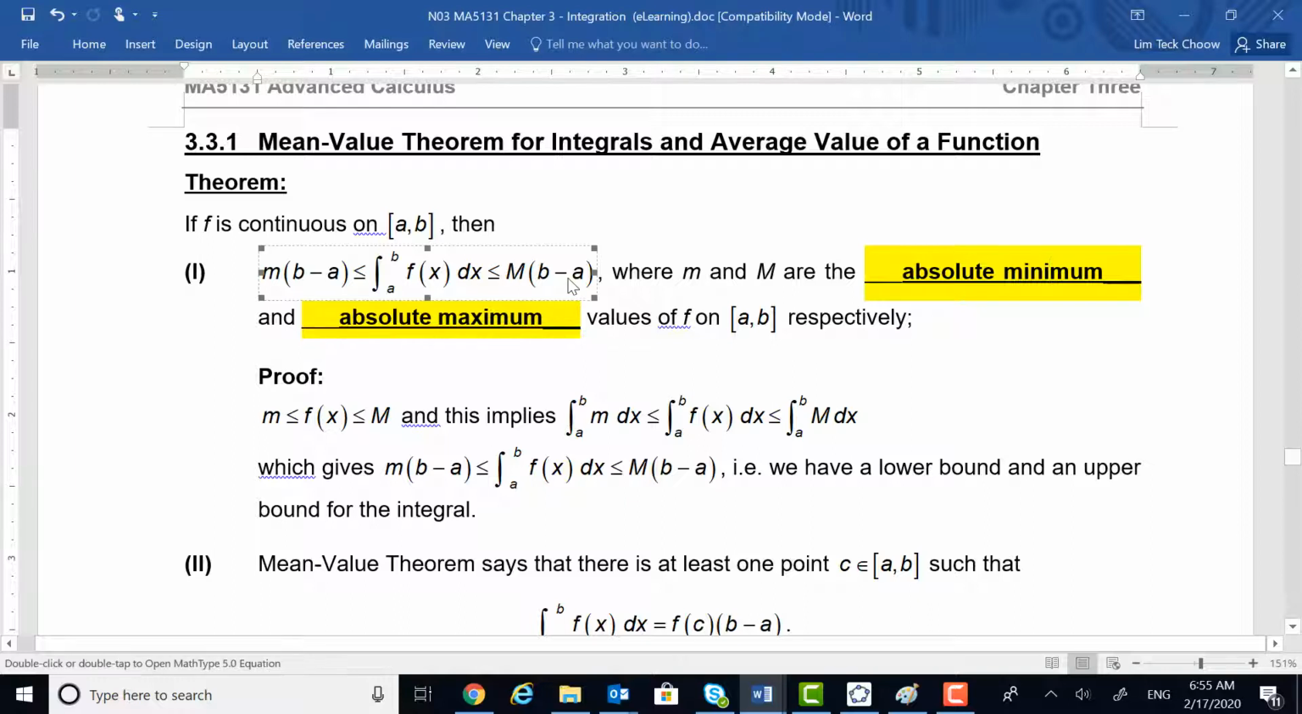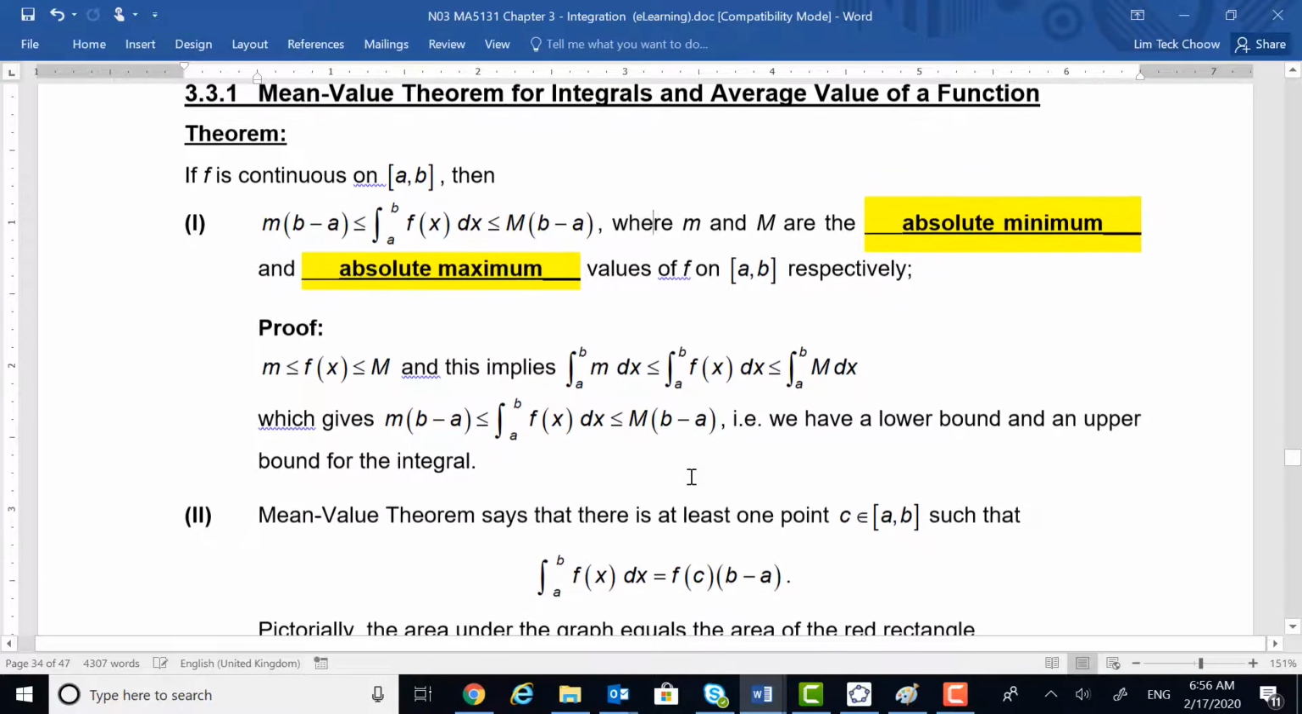To show that this statement is true, a simple proof is provided here. If m is the absolute minimum and M is the absolute maximum, the function is sandwiched by these two numbers. And then you integrate throughout. This one will give you this, and this one will give you this. So very quickly you can see that the area, or the definite integral from a to b, is bounded by these two numbers.